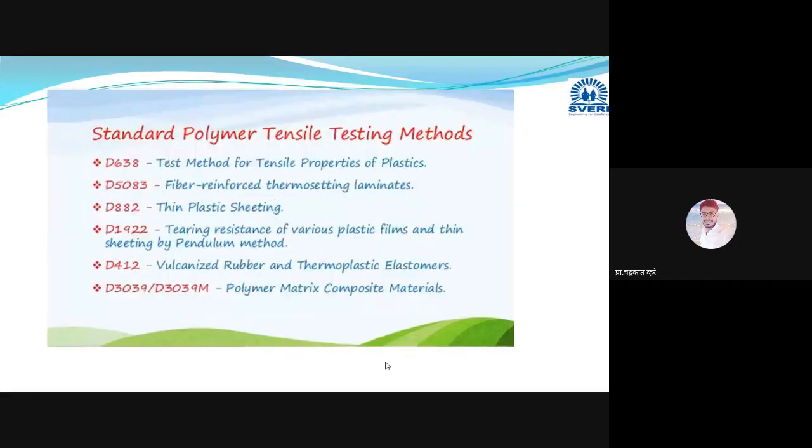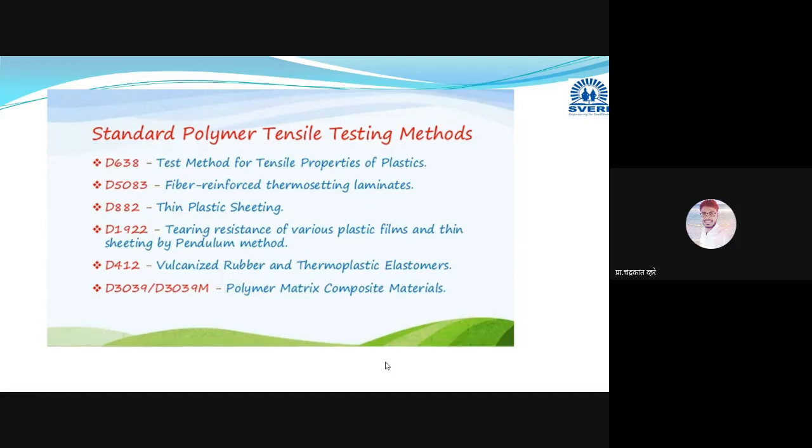Okay. So these are some standard polymer tensile testing methods. D638, D5083. These methods mean different methods for testing purposes. First, D638 is the test method for tensile properties of plastic. Next, D5083 is for fiber reinforced thermosetting laminate.